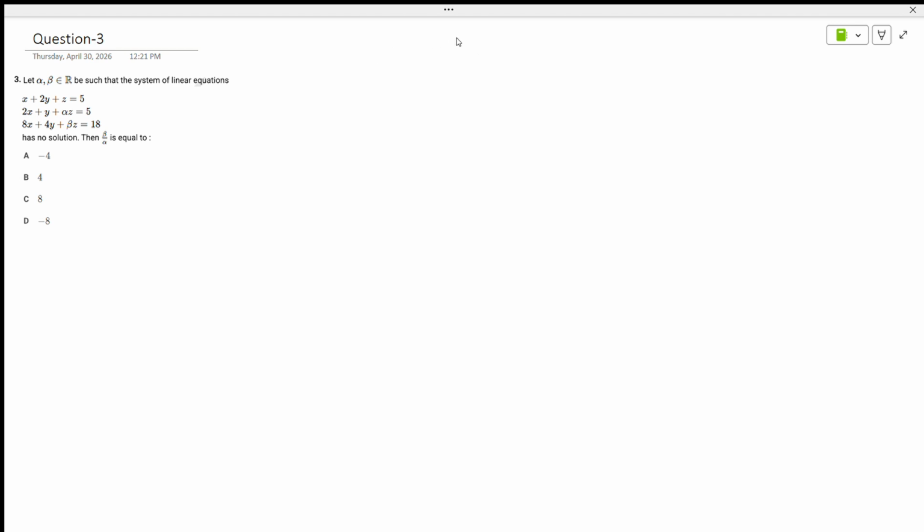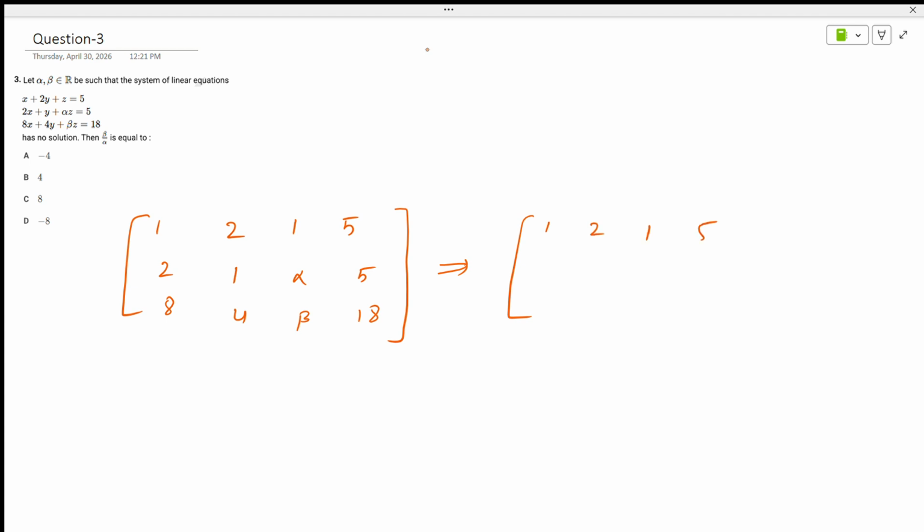First, let us write the augmented matrix, which is 1, 2, 1, and 5. Then 2, 1, alpha, and 5. Then 8, 4, beta, and 80. So let us convert this to echelon form, for which let us make this as 0 first. So the first row remains same, 1, 2, 1, 5. And coming to the second row, let us convert R2 to R2 minus 2R1. So you'll get 0 here.